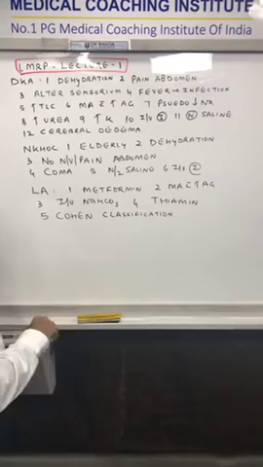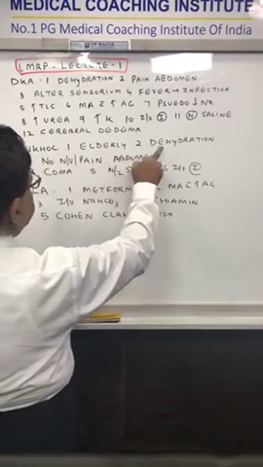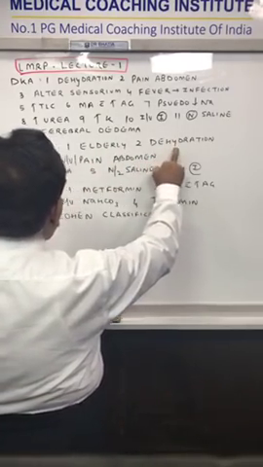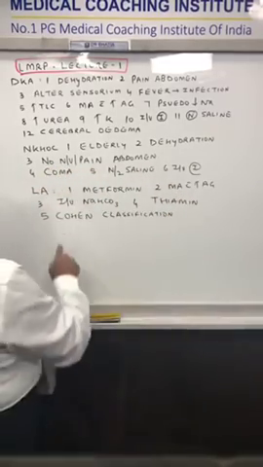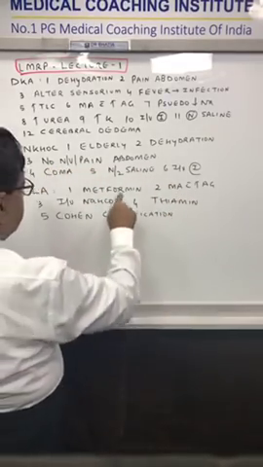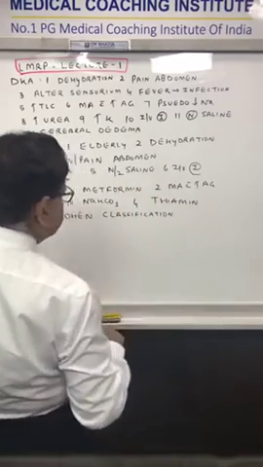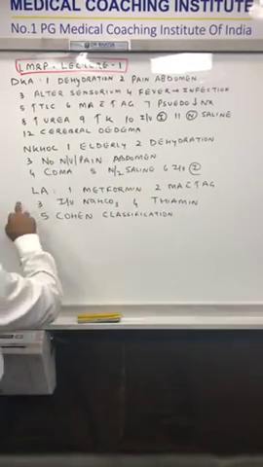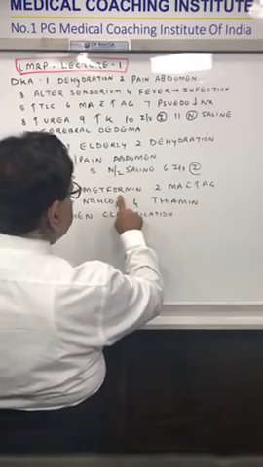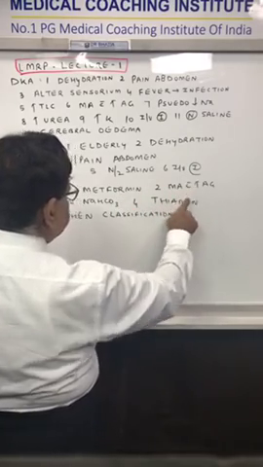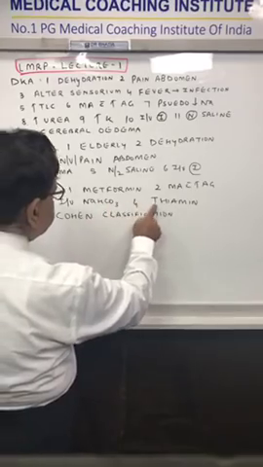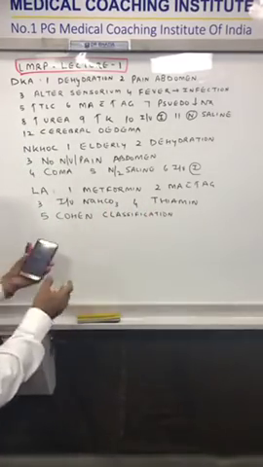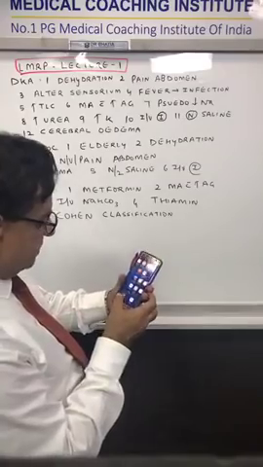Non-ketotic hyperosmolar coma: elderly, marked dehydration, no nausea, vomiting, or pain abdomen. Coma is a feature, and treatment is half normal saline and IV insulin. Lactic acidosis: metformin, metabolic acidosis with increased anion gap, IV soda bicarb, thiamine deficiency, and Cohen's classification.